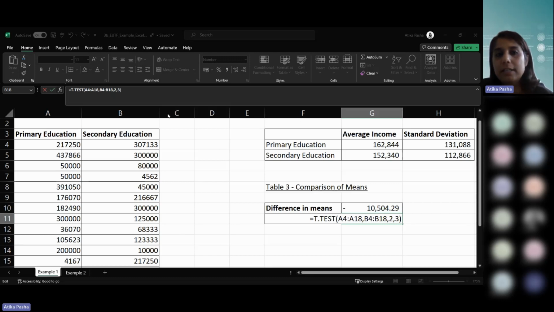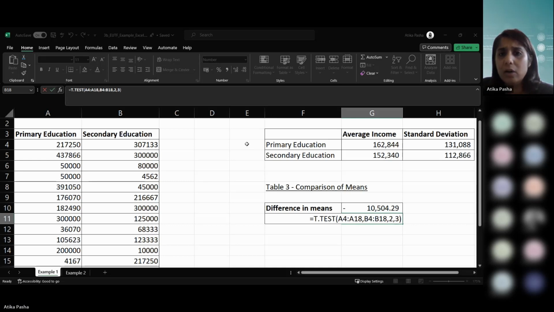Now, the type is the kind of t-test that we're interested in. There's a paired t-test, there's a two-sample equal variance or homoscedastic t-test, and a two-sample unequal variance t-test. So these are the three options, and we specifically put 3, which, if you remember, variance is a measure of dispersion, and we are assuming here that the two samples we are comparing have unequal variance. When in doubt, I always go for 3. If you think the two samples you're looking at are not very different from each other, then you can go for 2, but generally the idea is that you go for 3.